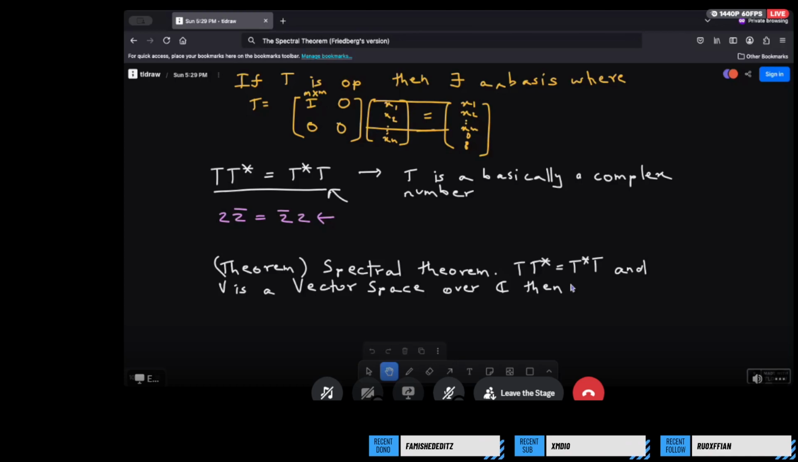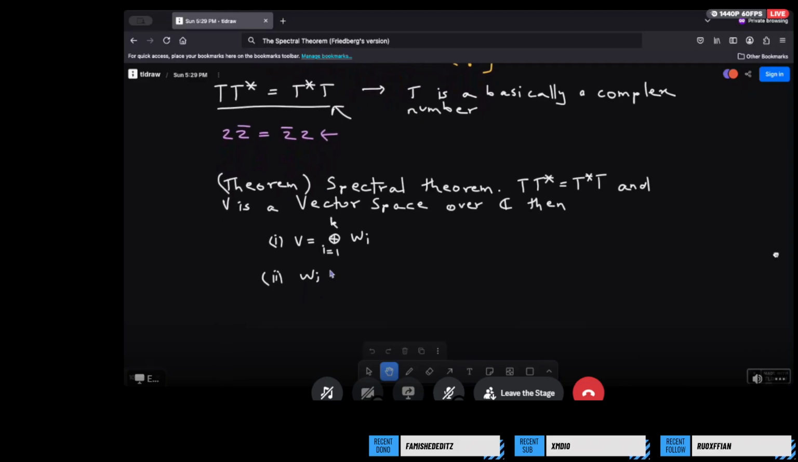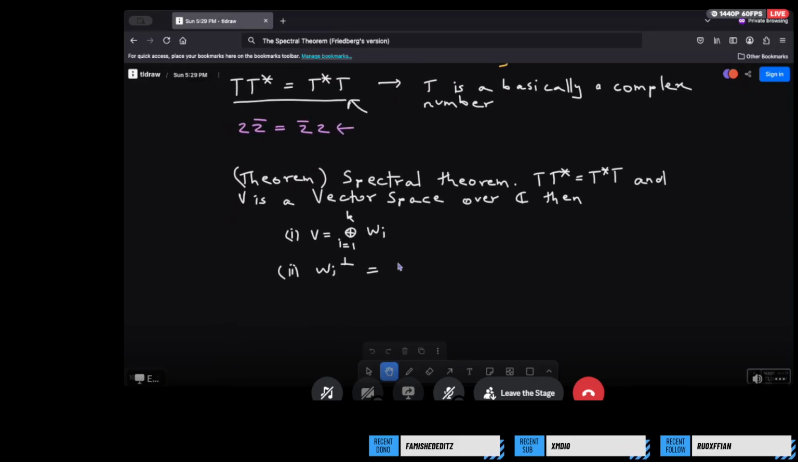it says a bunch of stuff which I will list out, but they really all mean the same thing. So in the proof you will see that just proving one of them automatically implies everything else, right? So then V is a direct sum of subspaces, which are all orthogonal to each other, in the sense that Wi complement is equal to the direct sum of all the Wj, j not equal to i.